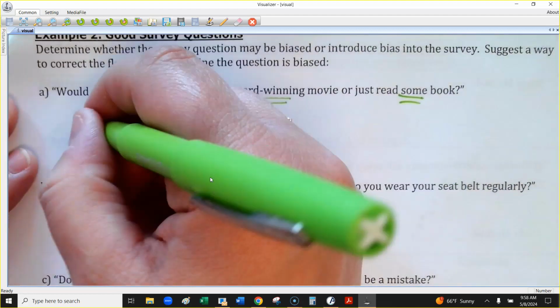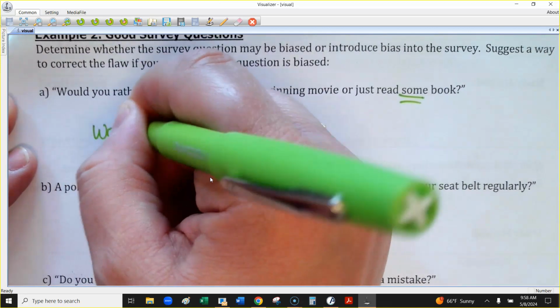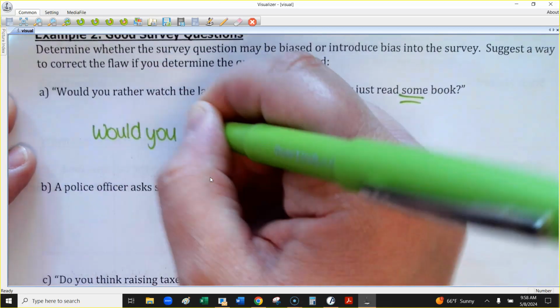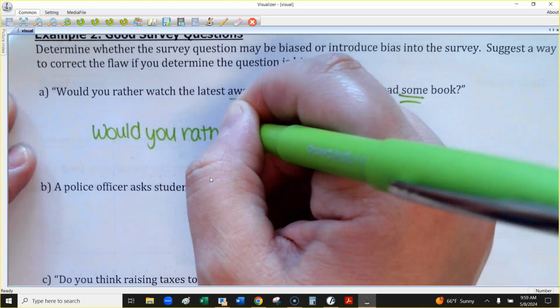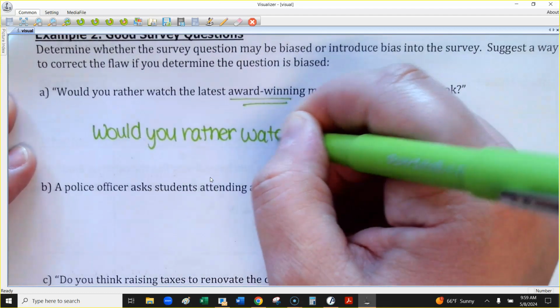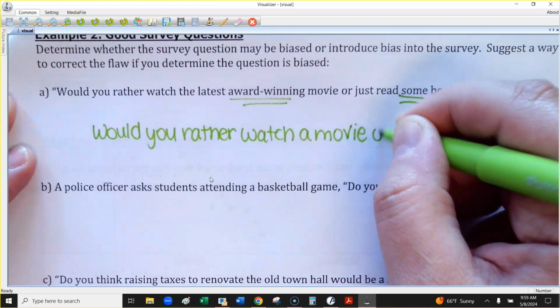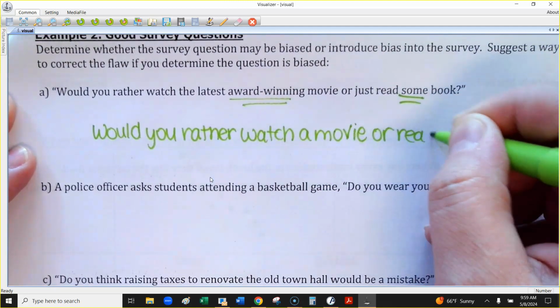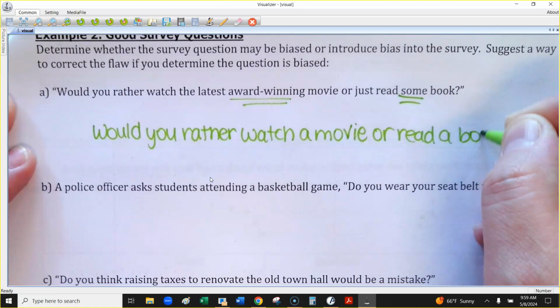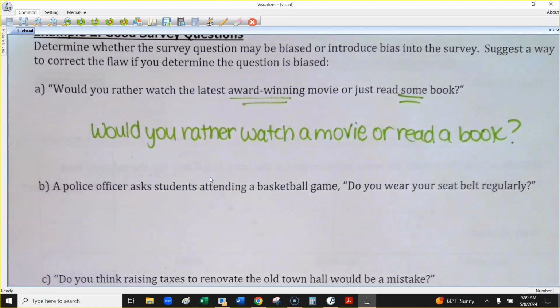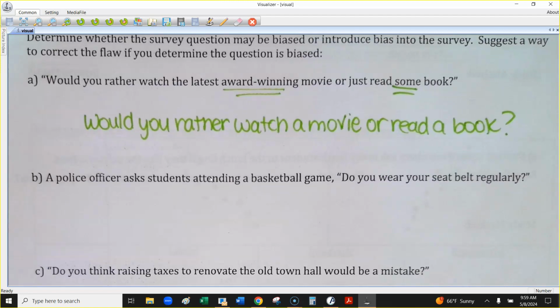I would literally just write, would you rather watch a movie, nothing biased about that, or read a book? There's no bias. I'm removing some language that might sway the person that's answering one way or the other.